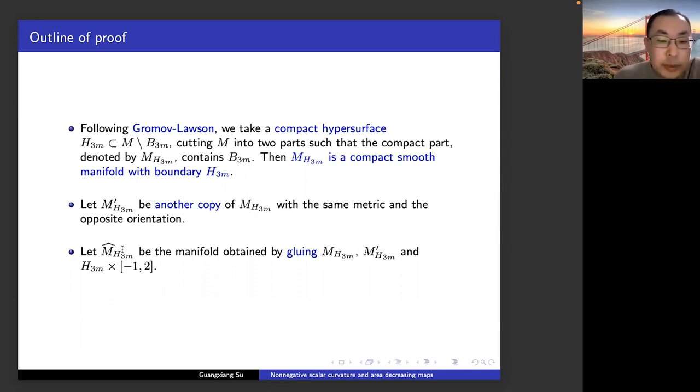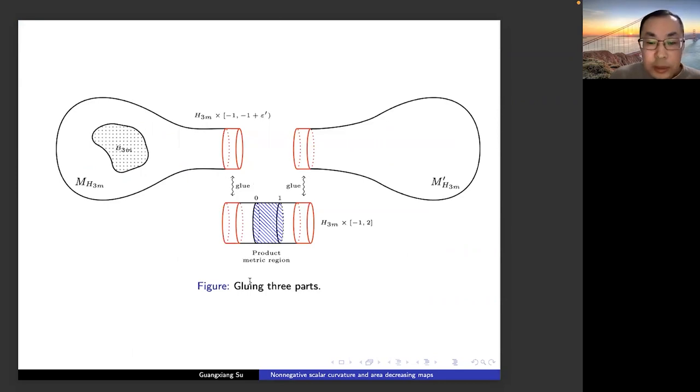And we let M hat be the manifold obtained by gluing these three parts: the manifold M, another copy M prime, and a cylinder between them. It is for technical reasons that we take this. This picture shows the gluing of the three parts.